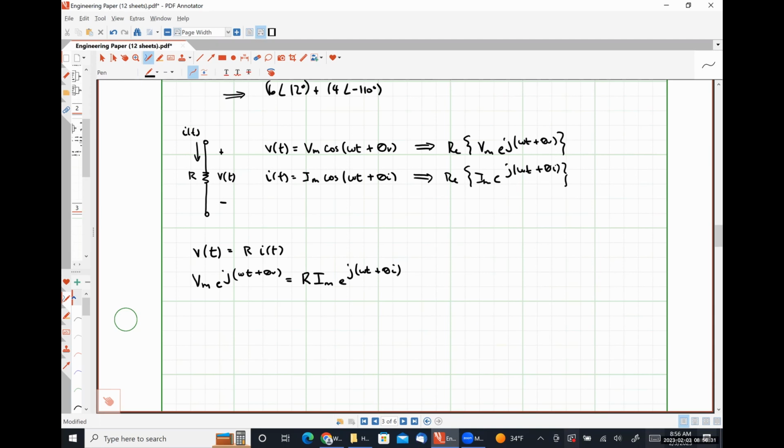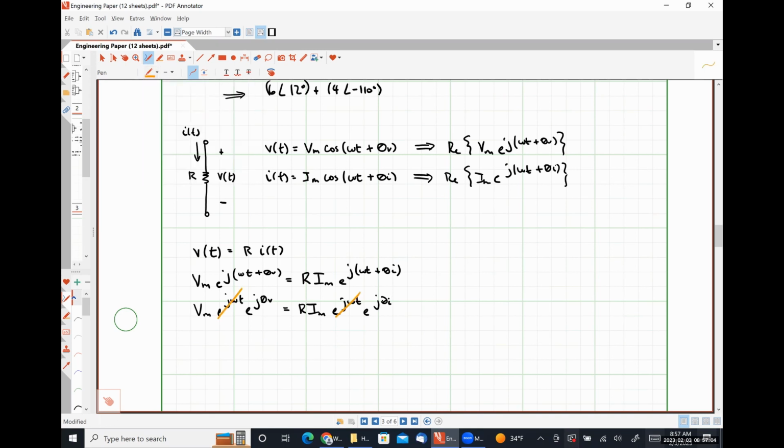Okay. So what I'm going to do is I'm going to break my exponentials up. So this could be Vm e to the j omega t times e to the j theta V will be equal to R times Im e to the j omega t times e to the j theta I. And we can see that there's a common term of e to the j omega t on both sides.